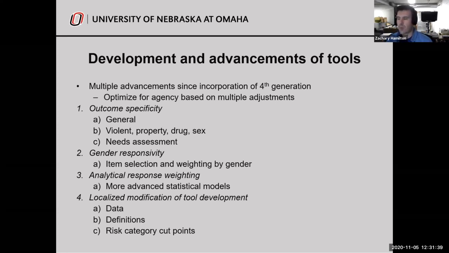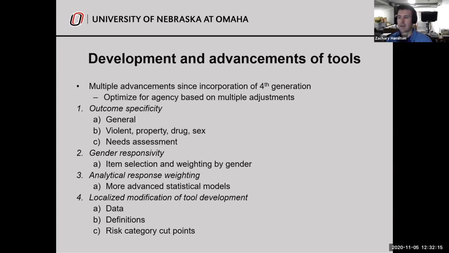The third, and probably one of the more important processes, is analytical weighting. This gets into some of the nerdy things that I'll gloss over a little bit, but it has to do with using more advanced statistical models to create those response weights based on how important they are for your local environment. That means, even though whether or not somebody has had issues with substances within the last 6 months might be important to risk, maybe their number of prior felonies is more important to their risk of future recidivism. So they get weighted differently in terms of the values that you provide.